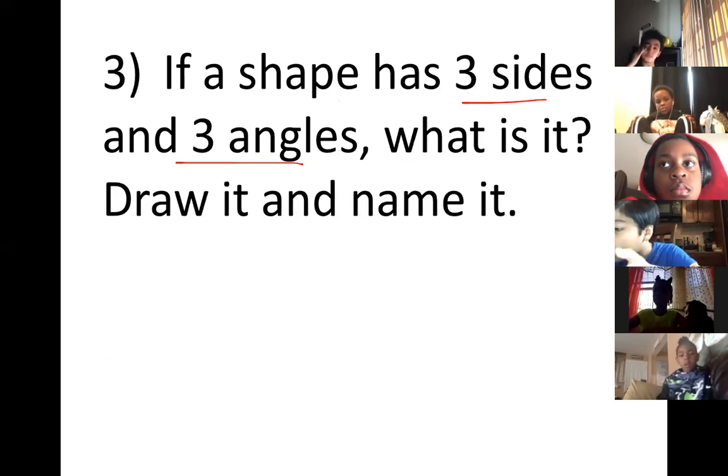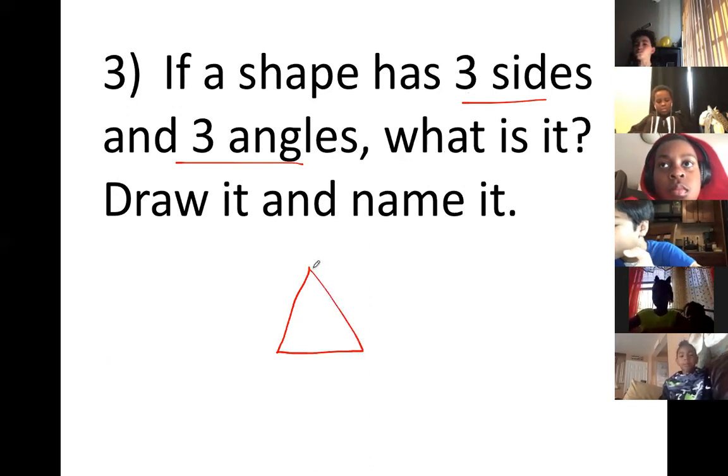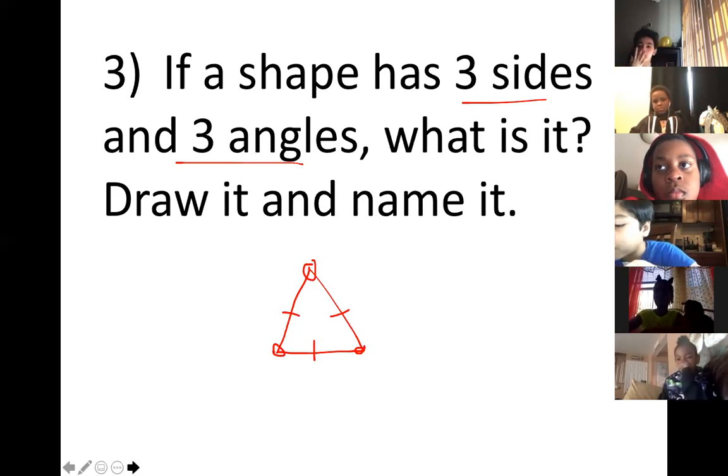Nomar, what is a shape that has 3 sides and 3 angles? A shape that has 3 sides and 3 angles is a triangle. Great, a triangle. Once I draw it, I also want to check. 1, 2, 3 sides and 1, 2, 3 angles. That is a triangle. All right, so now you're going to help me.